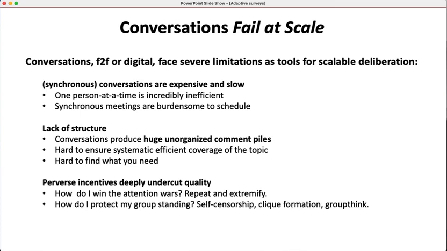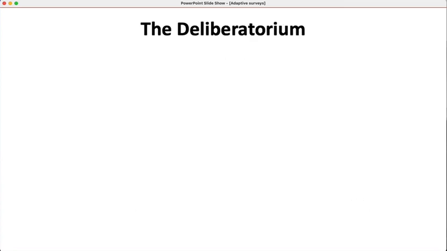Another perverse incentive involved in conversations is that people, in addition to wanting to solve a problem, also have an interest in protecting their group standing. And this leads to lots of pernicious phenomena such as self-censorship, where, for example, I may not mention an idea because I'm concerned that my boss or my peers may not agree with it. It could also lead to clique formation and groupthink. So all of these produce suboptimal results from a deliberation perspective when we're using conversations to do that deliberation.